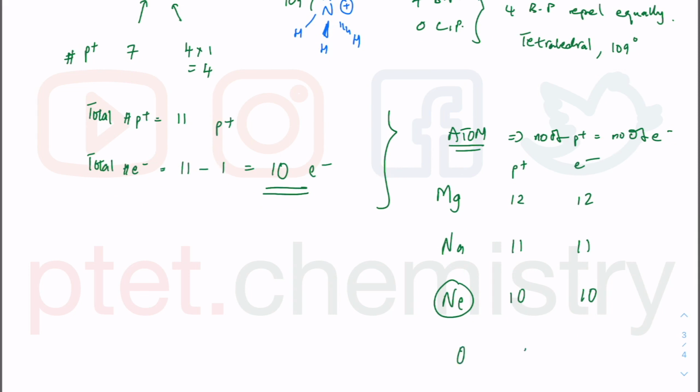Just to complete the story, oxygen is 8 and 8 because these are all atoms. So follow the proton number and you get the number of electrons. So the answer there must be option C. Okay.